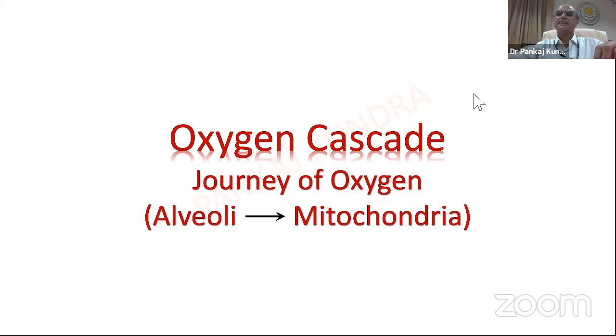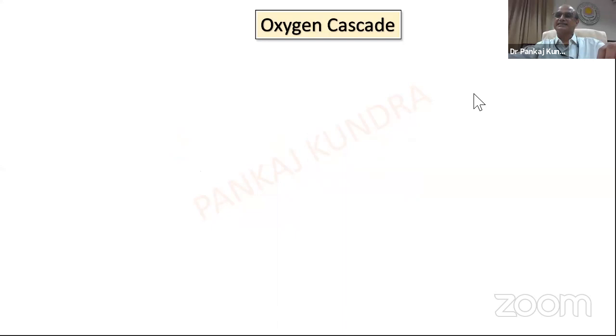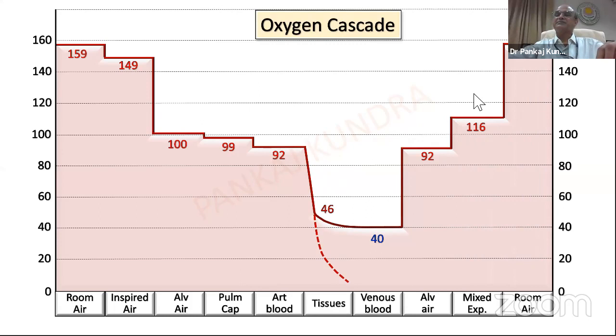Now, to begin with, when we talk about oxygen transport, it basically involves the journey of oxygen, when we take it in to our alveoli, to our lungs, and then it goes to the mitochondrial level. And this is well described by an oxygen cascade. So the oxygen cascade, which all of you would have seen, appears something like this.